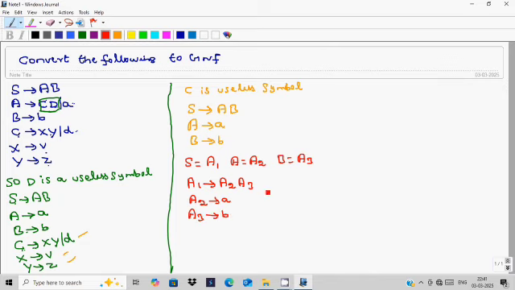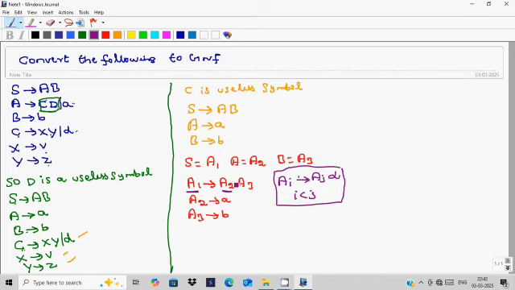Now we will ensure whether it is in the required form. What is the required form? When Ai tends to Aj alpha, that means if i is less than j, then such a production is accepted. In this case, Ai is A1 and Aj is A2, so this production is accepted. Now we'll ensure whether it is in Greibach normal form. Obviously it is not, because the right side should start with a terminal.